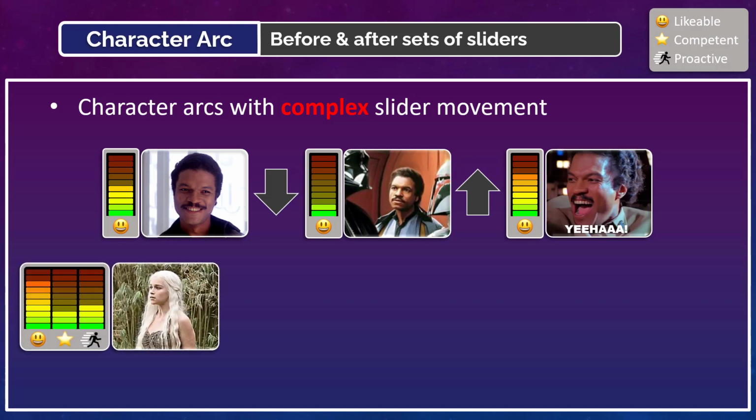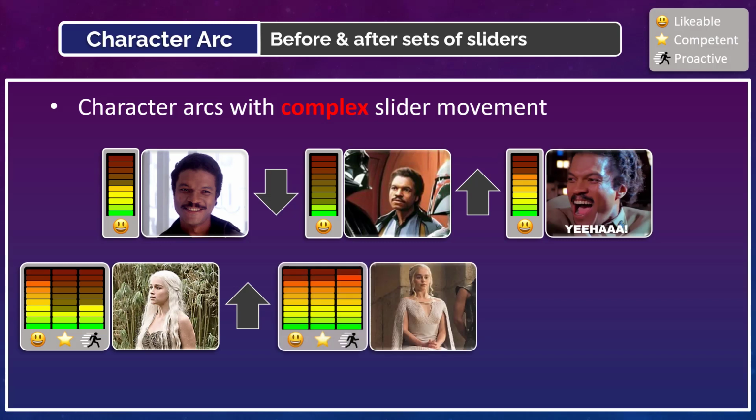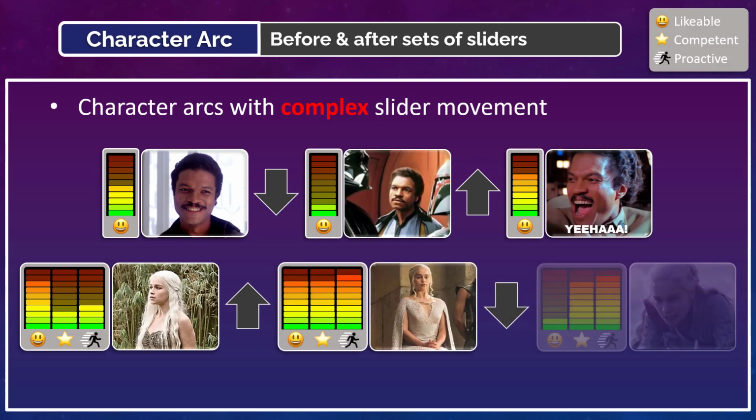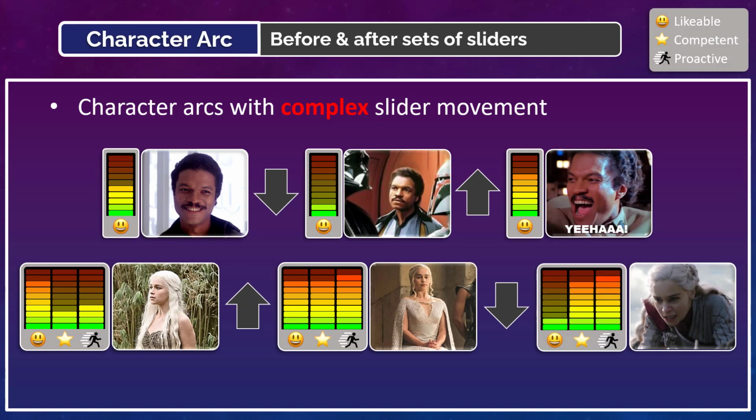Character arcs can also have movement in multiple directions across multiple sliders. Daenerys Targaryen starts off high likability, low competence, and low proactivity. She reaches a peak in the middle of the story where she is high in all three sliders, and then in the final moments goes mad and her likability plunges. She has movement on all three sliders, and interestingly, her final slider configuration is a mirror inverse of her starting configuration. As a writer, I appreciate the symmetry of this character transformation, and I think it's a fascinating thing to try and pull off, even if I wasn't a fan of the execution in this particular instance.